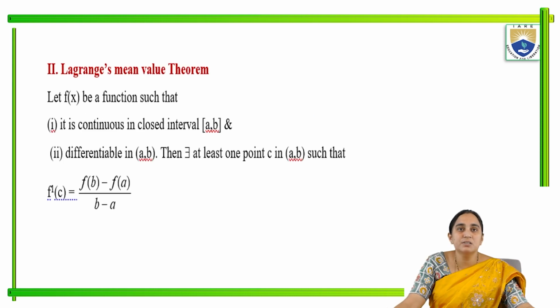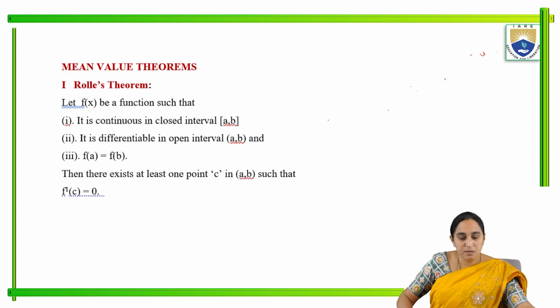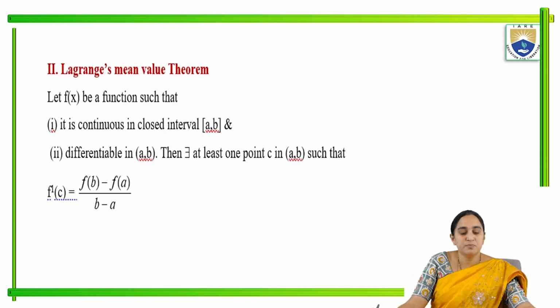Next one, Lagrange's mean value theorem. Let f of x be a function such that it is continuous in the closed interval a comma b and it is differentiable in the open interval a comma b. Then there exists at least one point c in (a, b) such that f dash of c, the derivative, is equal to f of b minus f of a by b minus a.